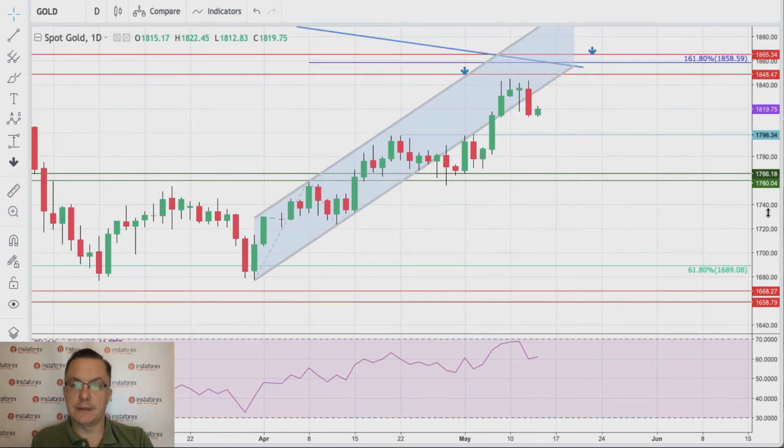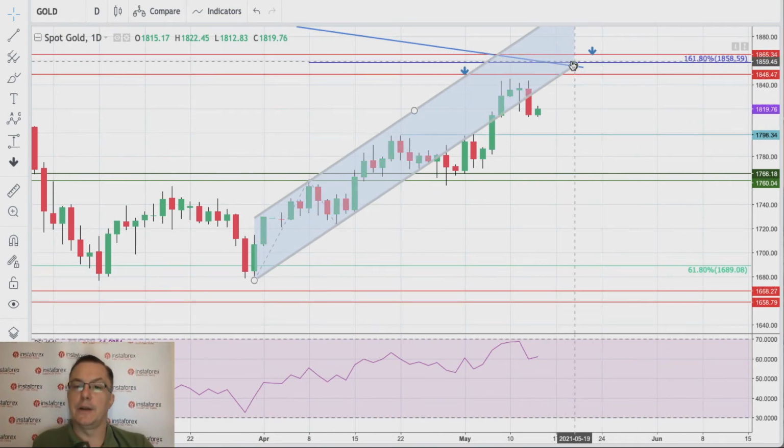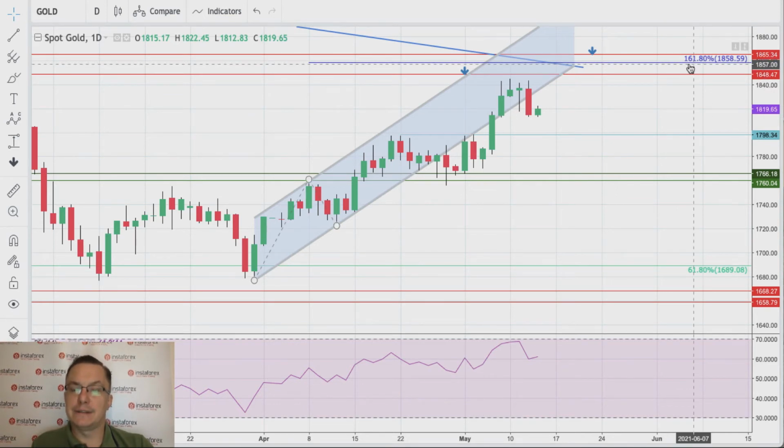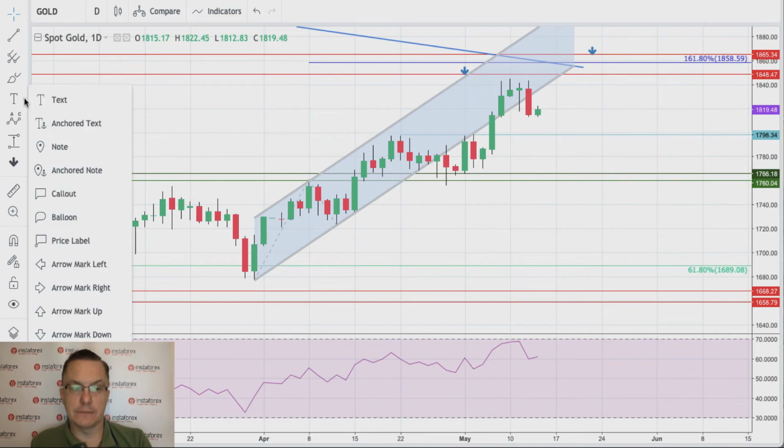Didn't hit this one yet, but as you can see, there is a very interesting zone here between technical resistance 1848, 1865, 161% of the Fibonacci projection, 1858, and now we have this trend line here, which will prevent the bulls from rallying higher. Very interesting zone, very hard to break zone as well.